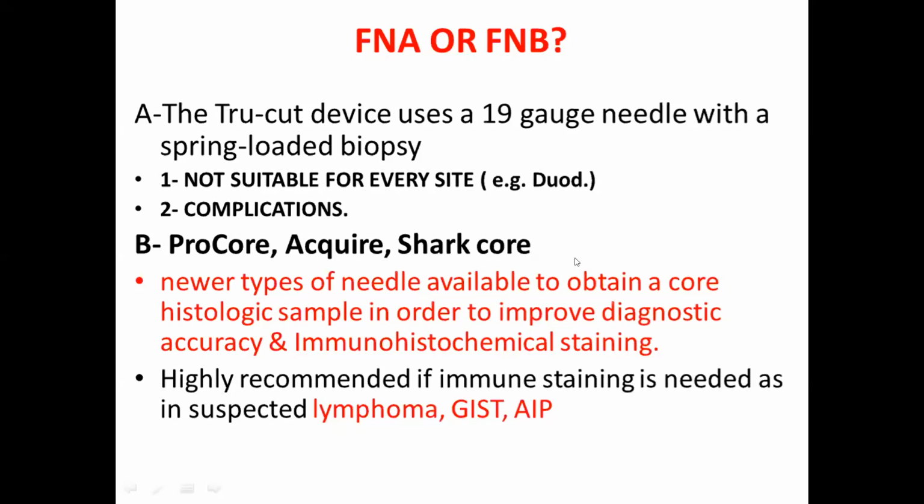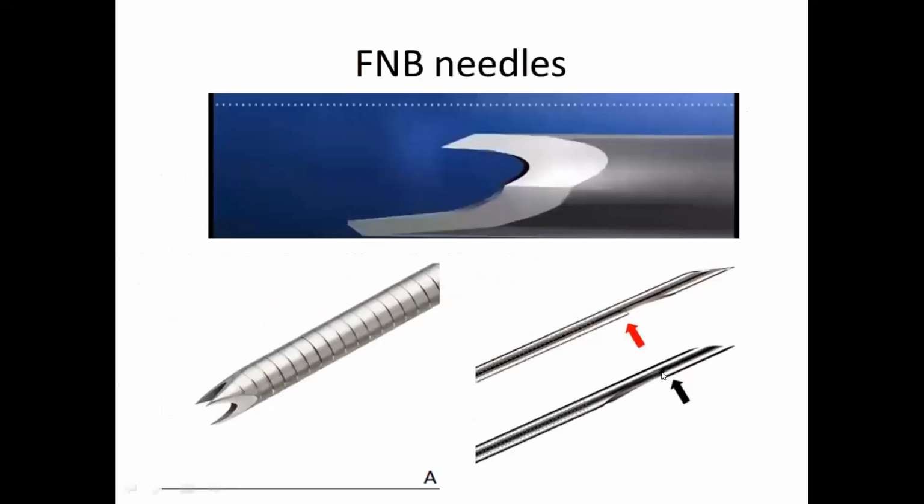These are the types of FNB needles. This is the ProCore, two types. Here the bevel is near the distal end, and here the bevel is away from the distal end. The sizes are 22, 25, 19 in all needles, but here another needle is 20 gauge, which is the reverse bevel needle, which I think is very good. When I decide to do FNB, I use the 20G ProCore needle.